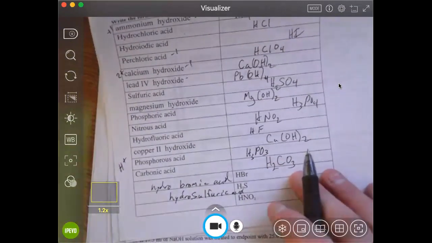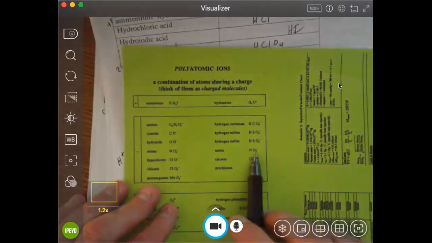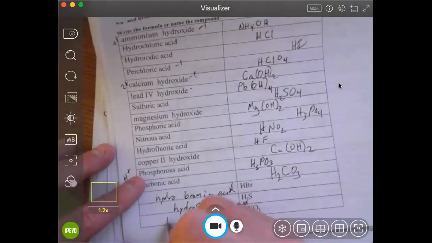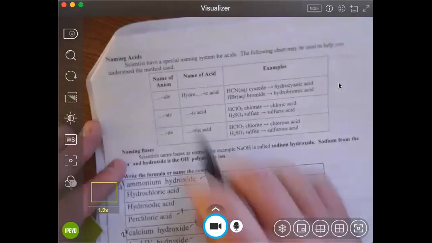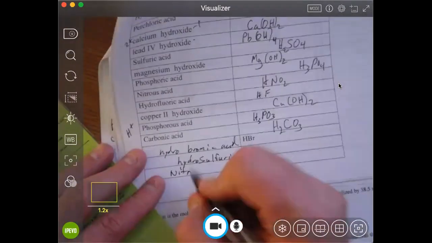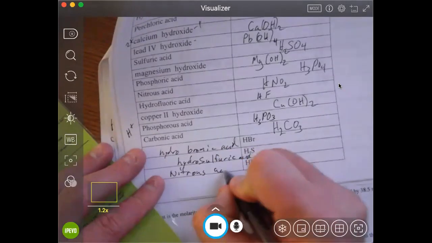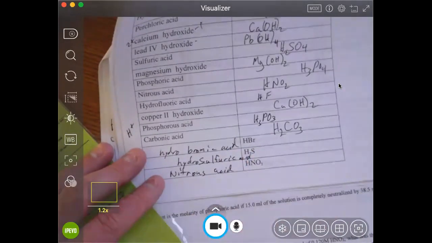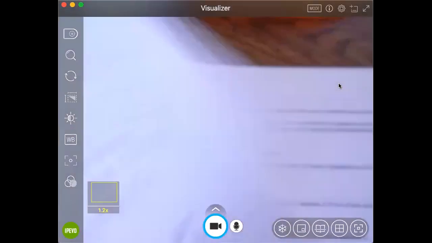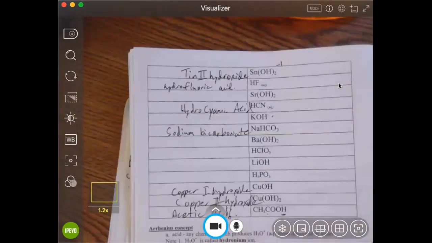NO2. Finding NO2 on our periodic table, that is nitrite. So we take nit and ite becomes us. So nitrite becomes nitrous acid. If you don't know the polyatomic ions and stuff like that, that's going to make you slower. But yeah, all of this is all coming together at this point.